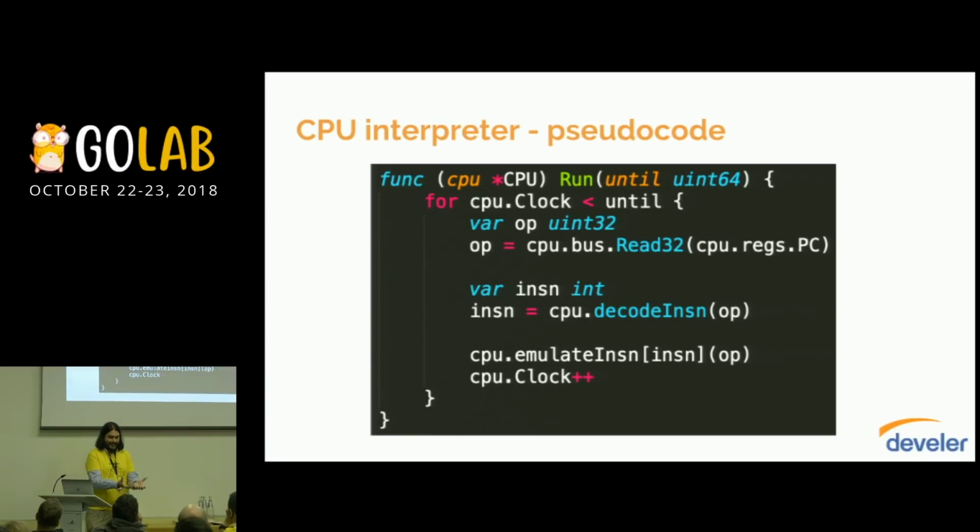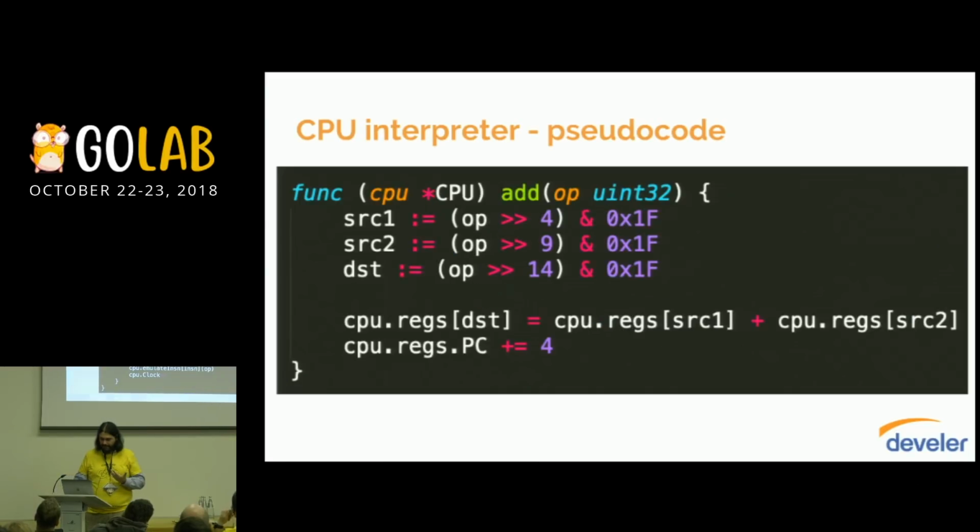So I fetch an instruction from the memory, I see that it's, I don't know, a multiplication instruction, and then I execute it through this function pointer table that you can see. And then increment the clock and get emulating. This is just pseudocode, but the real code is quite similar.